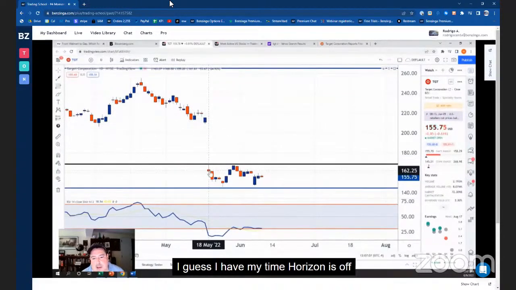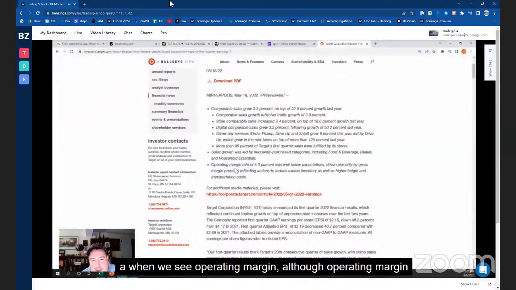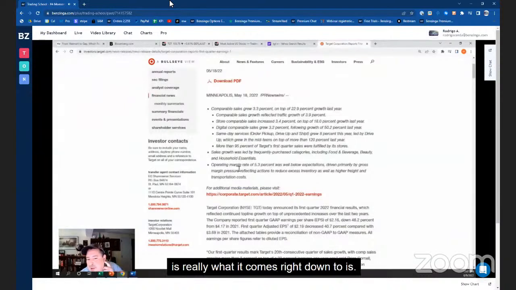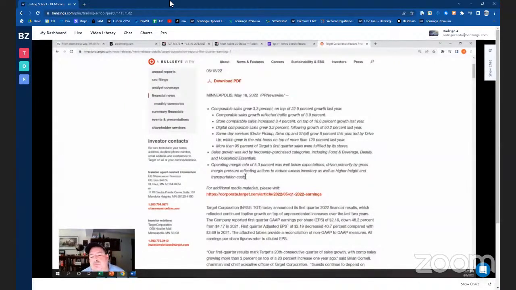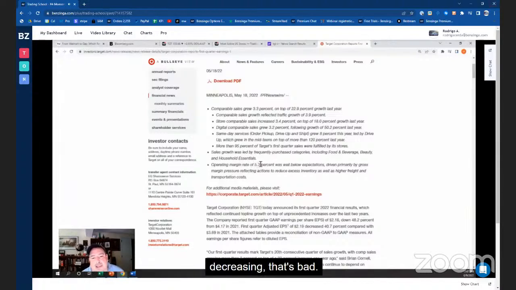Oh, I guess my time horizon is off base here. All right, well, forget that then. But anyway, this is where we see operating margin. What it really comes down to is how much profit you actually make off of each dollar. So if they have a margin rate of 5.3, if they have $100 worth of sales, the profit after everything is accounted for, all the fees and taxes, is the bottom line profit, right? So analysts focus on this a lot. If this is increasing, that's good. If it's decreasing, that's bad.